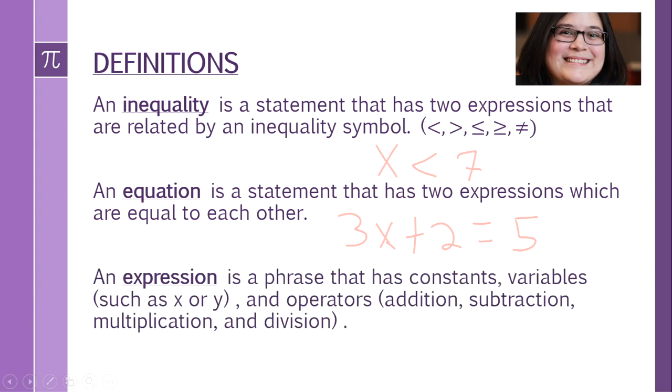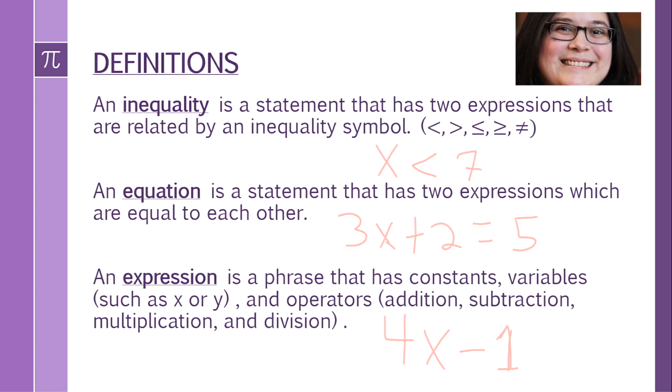Now we're going to talk about an expression. An expression is a phrase that has constants, variables such as x or y, although it could be m, n, z, or any other letter. Expression also has operators such as addition, subtraction, multiplication, and division as well. This is an example of an expression, 4x minus 1. Notice in the expression there is no equal sign, there's no inequality symbol, it just says 4x minus 1. That's the difference between an expression, inequality, and equation. However, an inequality and equation you can solve for, but we will talk about that in another video. For now, we're going to talk about how to read these inequality symbols.